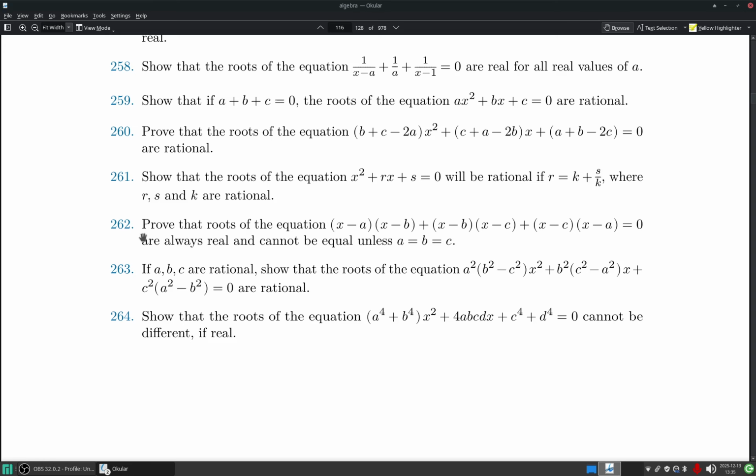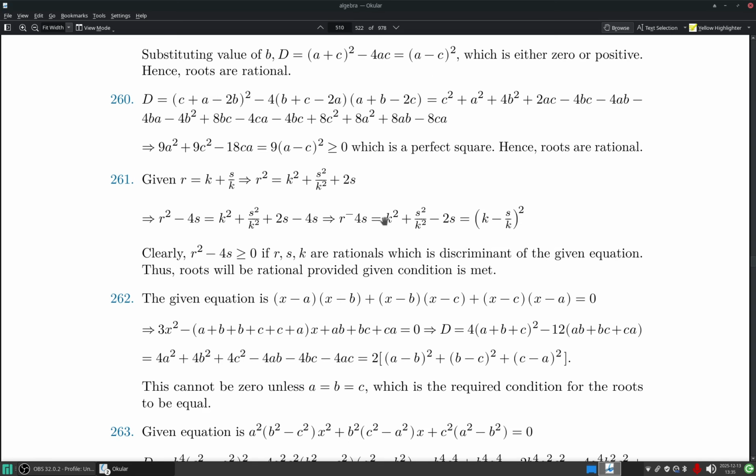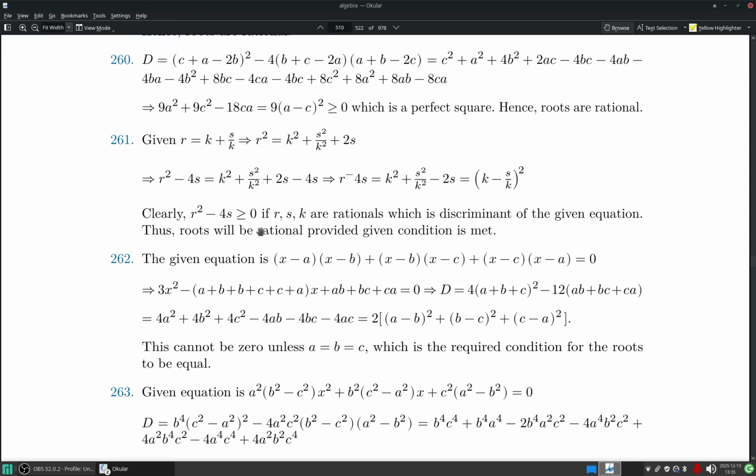Question 262 says: prove that the roots of the equation (x minus a)(x minus b) plus (x minus b)(x minus c) plus (x minus c)(x minus a) equal to 0 are always real and cannot be equal unless a is equal to b is equal to c. So we write the equation in its full form. We get 3x square minus 2(a plus b plus c)x plus (ab plus bc plus ca) equal to 0.